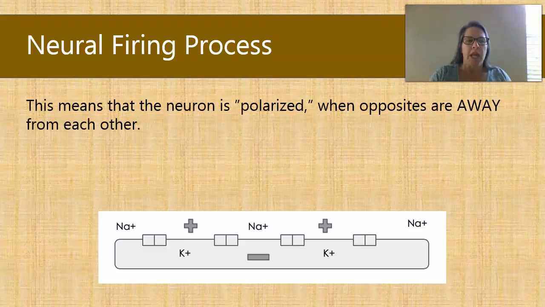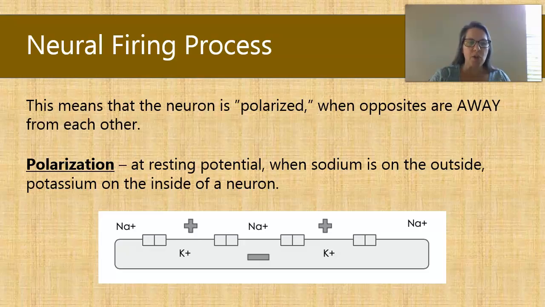All right, so during resting, the neuron is polarized. Okay, so polarized. Here, if you think of the North Pole and the South Pole, they are opposite each other. So they're polarized, so the opposites are away from each other. Our opposites are the sodium being positive on the outside and potassium being negative on the inside. So polarization at resting potential is when sodium is on the outside and potassium is on the inside of the neuron.